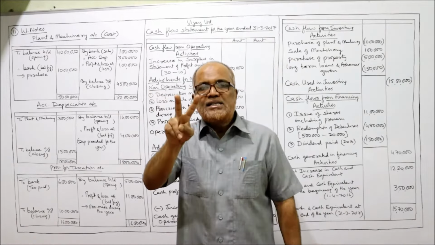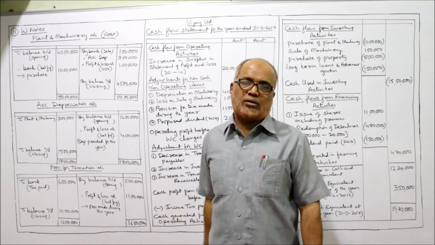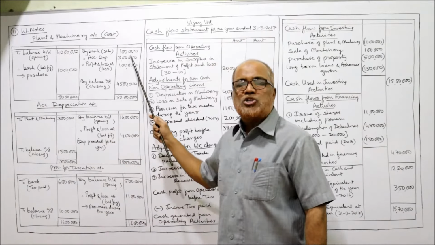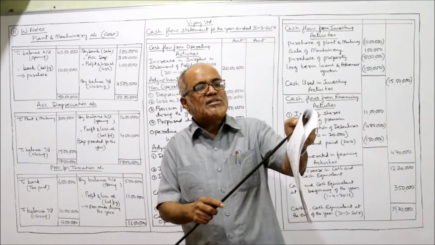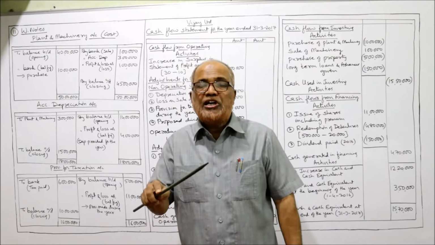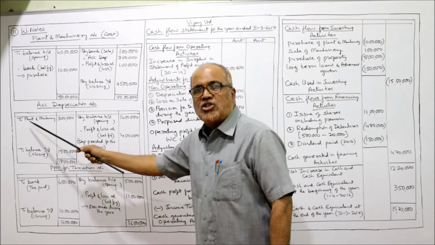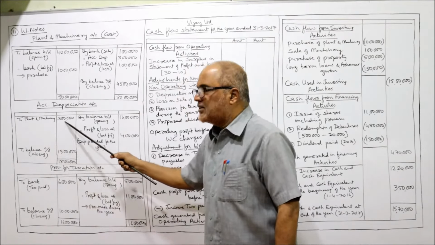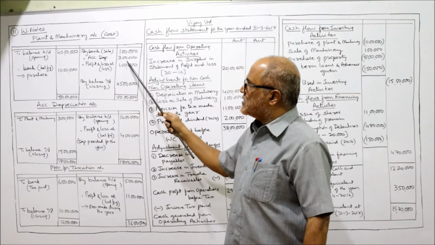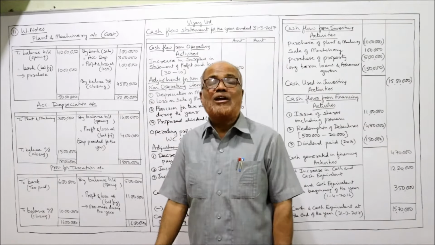First entry over. Second entry, accumulated depreciation account debtor to machinery account. How much is the accumulated depreciation given in the problem? 3 lakh. 3 lakh is the accumulated depreciation on the machine sold. So accumulated depreciation account debit side, to plant and machinery 3 lakh. And plant and machinery credit side, by accumulated depreciation 3 lakh. Here debited, here credited. Second entry over.